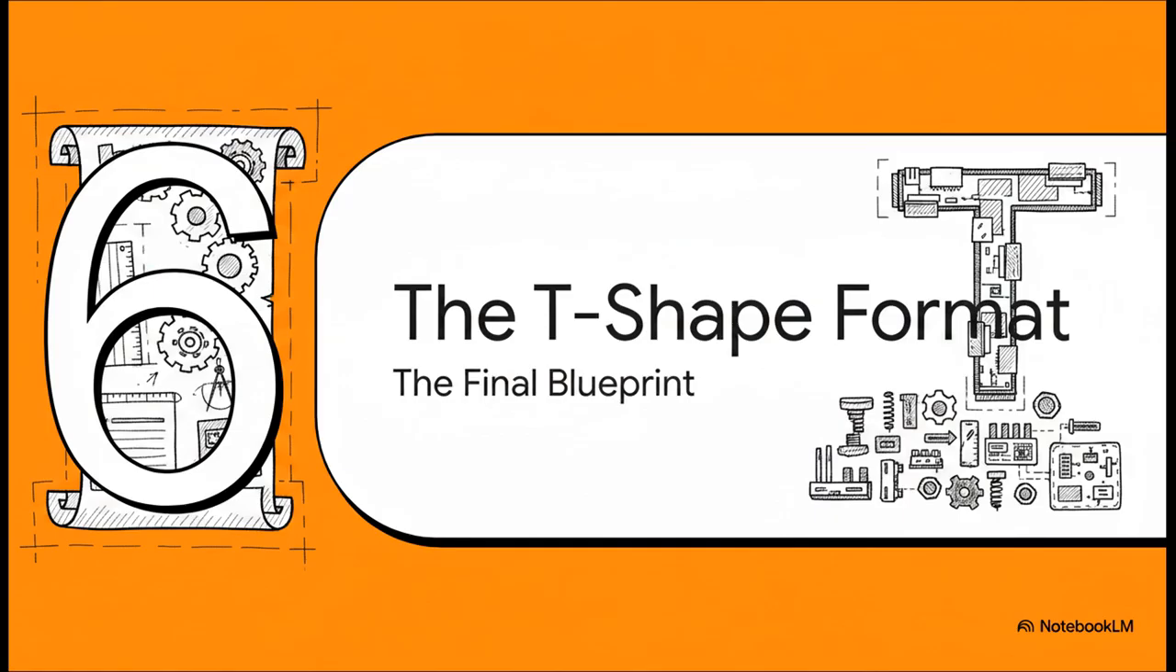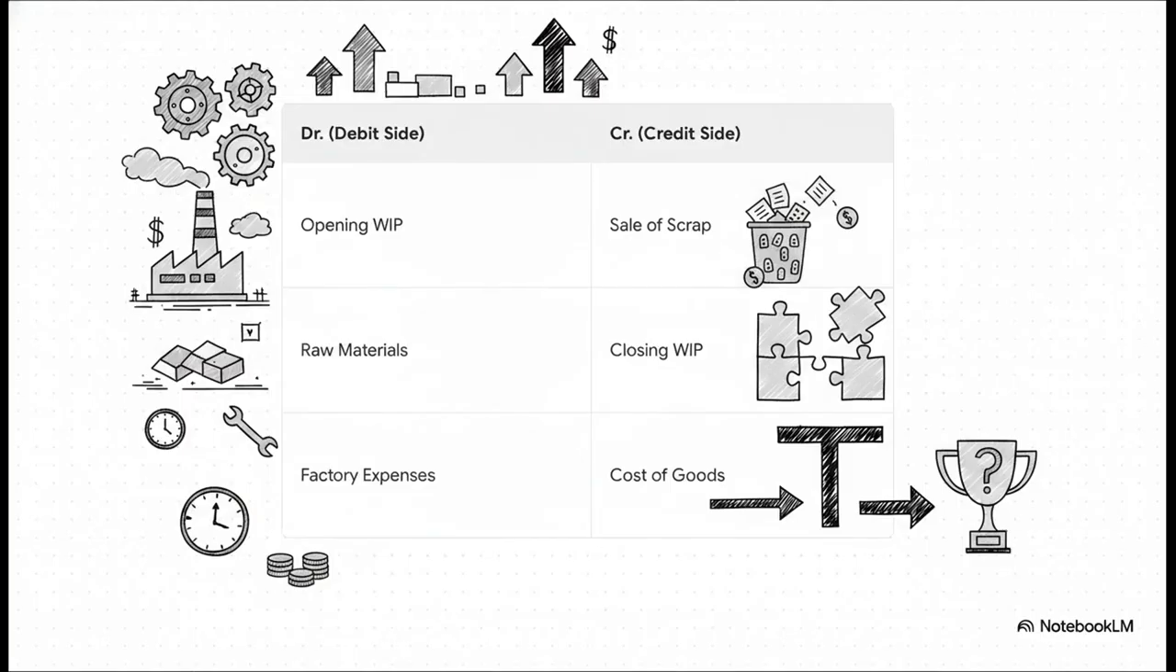Section 6. The T-shape format. Let's look at the final blueprint. So watch how all these pieces we just talked about snap together into this standard T-shaped format. On the left side, the debit or DR side, you can see all the costs stacking up. You've got your opening work in progress, the raw materials consumed, direct expenses like freight, and that massive list of factory expenses we went through, from wages down to depreciation.